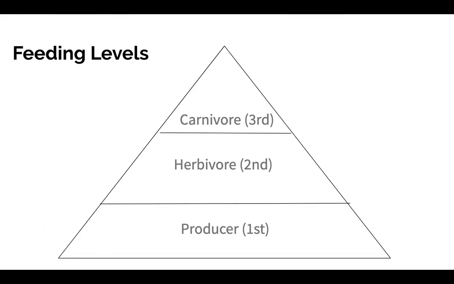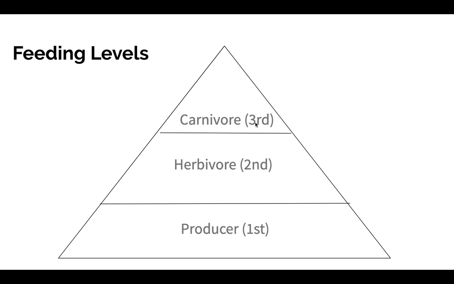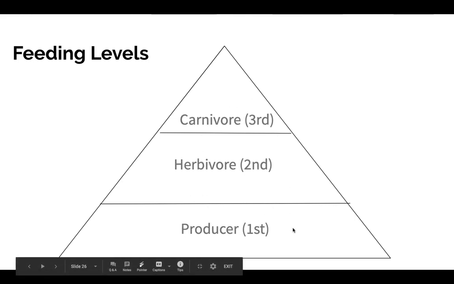And then just some other terms you might see on the focus area. Basically what I've already covered. Producers are the first feeding level. That's where all that energy starts. Herbivores are the second feeding level, and carnivores are the third feeding level. So if you see any of those types of terms or those feeding levels, that's what that means.